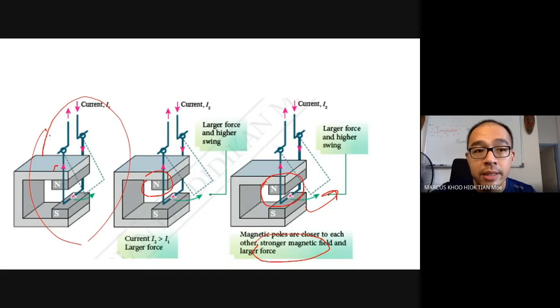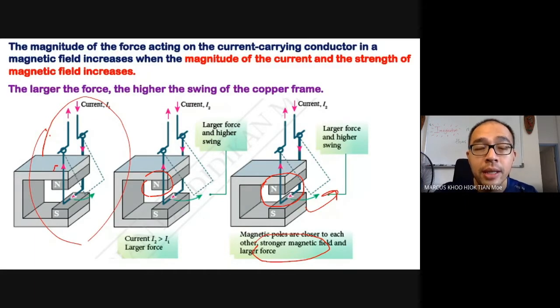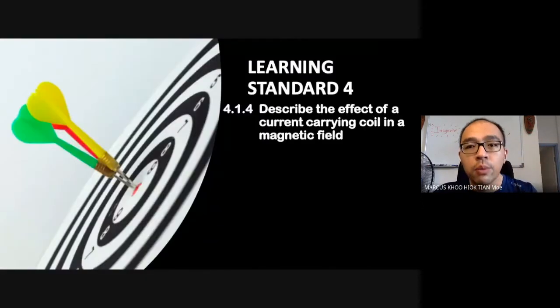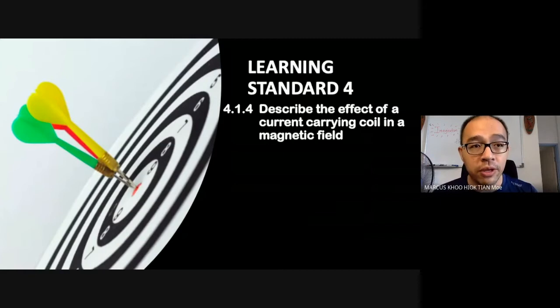Okay, this diagram is in your textbook. The larger the force, the higher the swing of the copper frame. That is what you said. But now, we want to go into another situation. This is actually the main point of today's lesson.